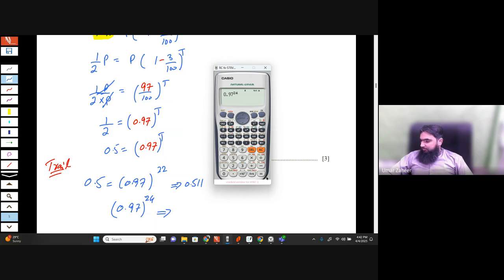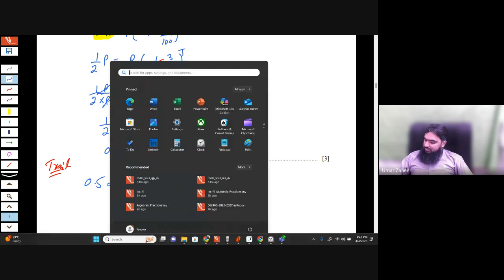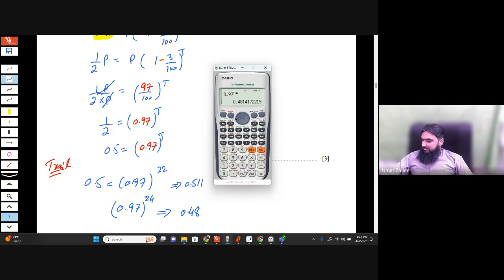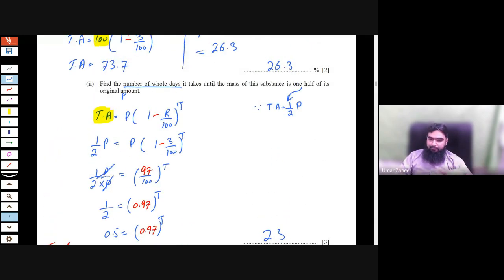Raised to power 24. So look at here, it is 0.48. Now find the right one. That is 23. The answer is 0.496. 0.49 at 23 days. So after 23 days, it is going to become exactly the half.